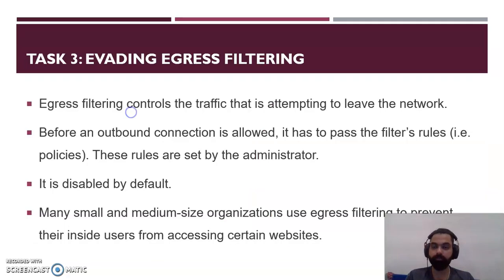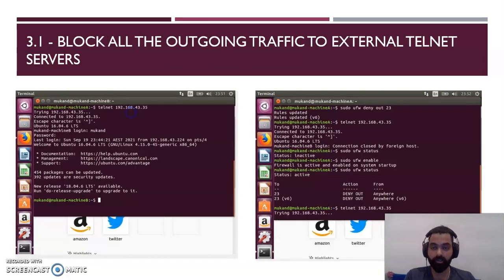Now, egress filtering. This is our task number 3. Egress filtering is the practice of monitoring and potentially restricting the flow of information outbound from one network to another. Typically, it is the information from a private TCP/IP computer network to the internet that is controlled by this.